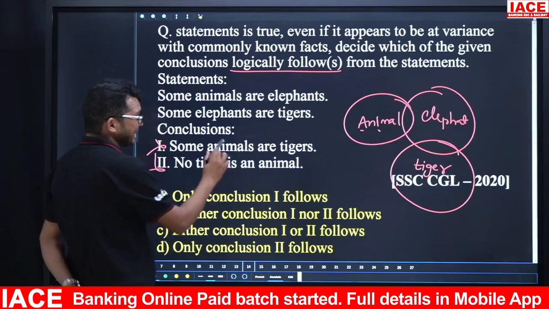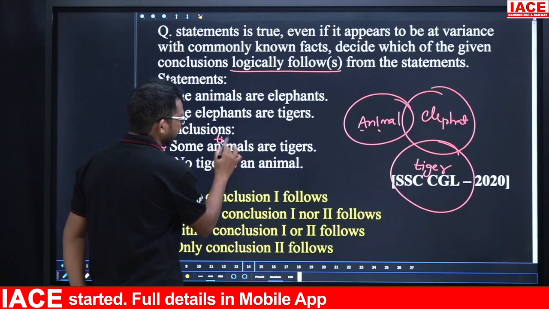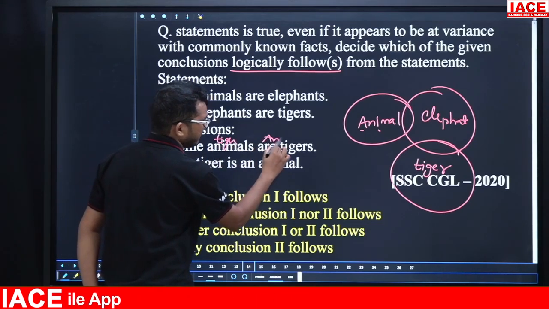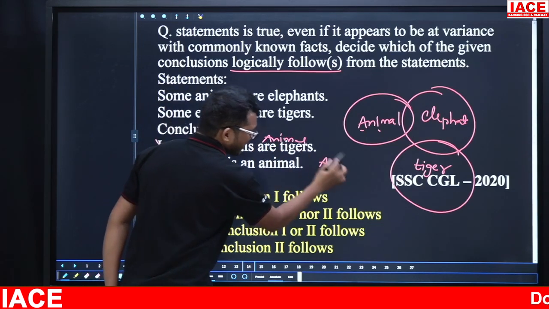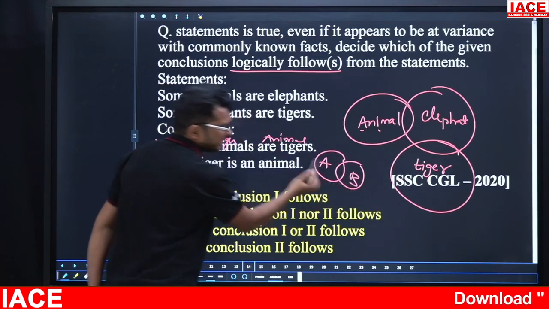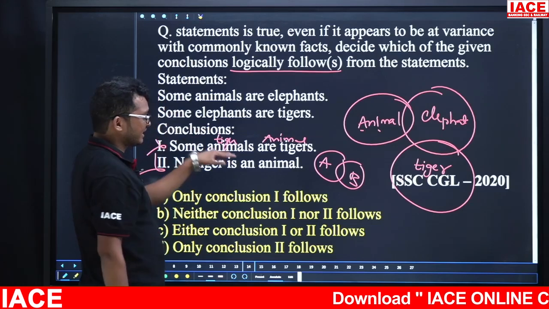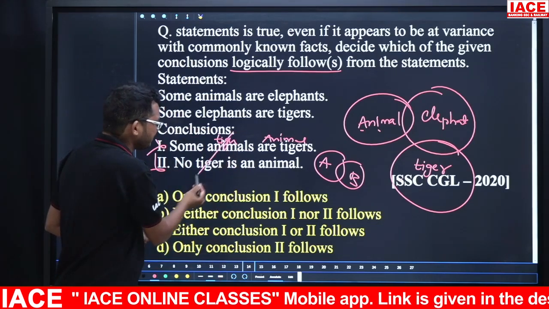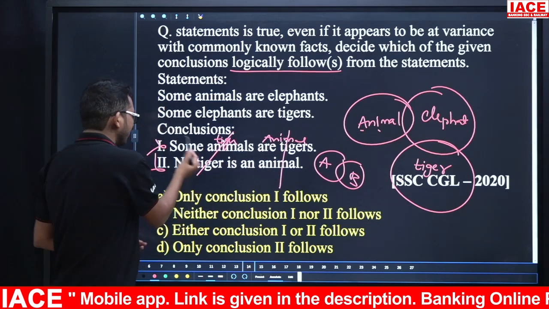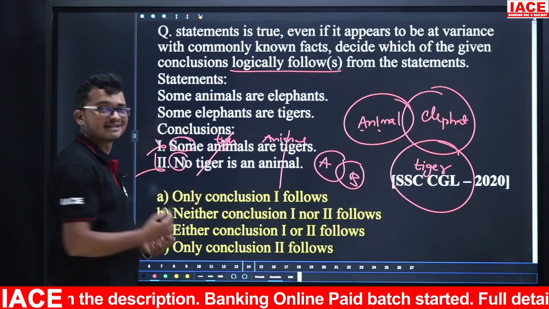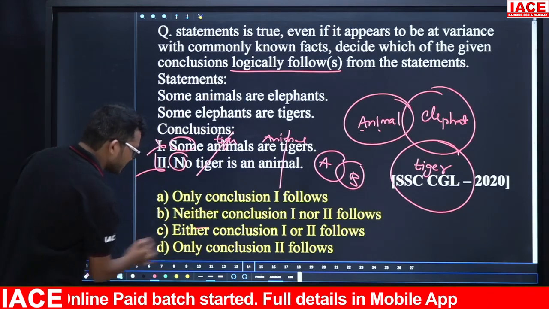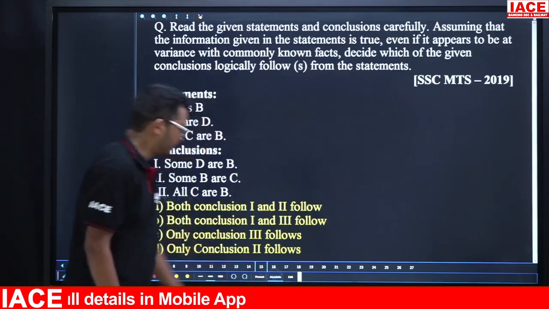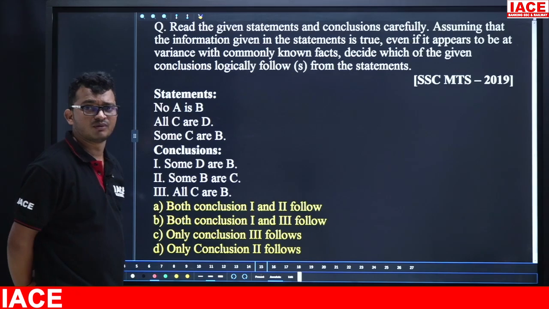Next one. Some animals are tigers, otherwise some tigers are animals. Both are the same, and if some part of A is B, it means compulsorily some part of B is A. So some animals are tigers, otherwise some tigers are animals, both are the same. Both should be wrong. Subjective predicates are same. One is positive, the other one is negative. So the answer is either-or. So either-or means the answer is option C. Next question. Your time starts now.